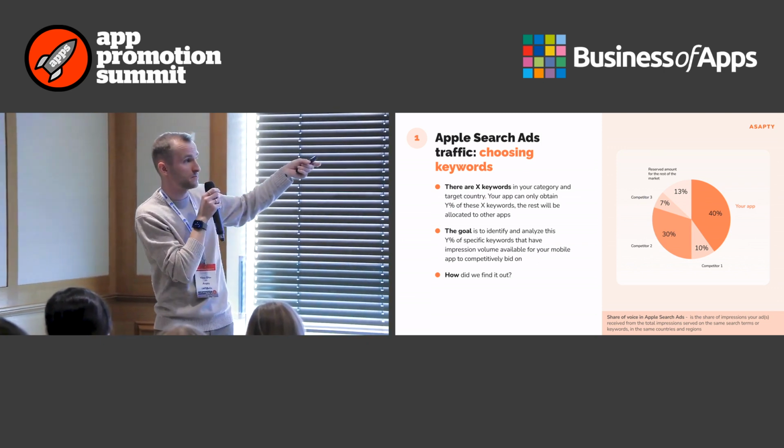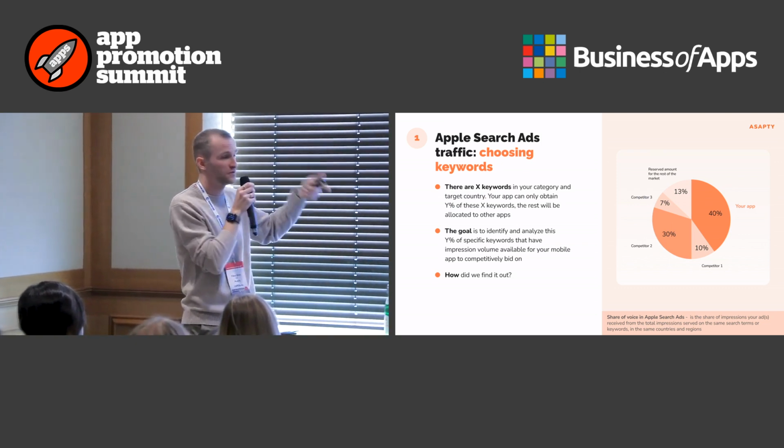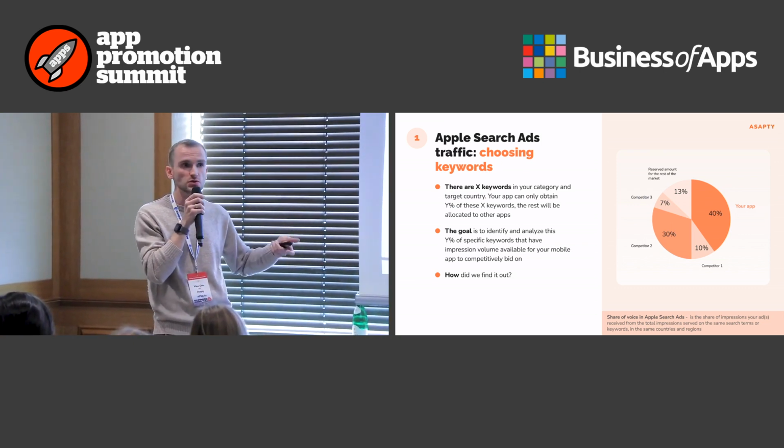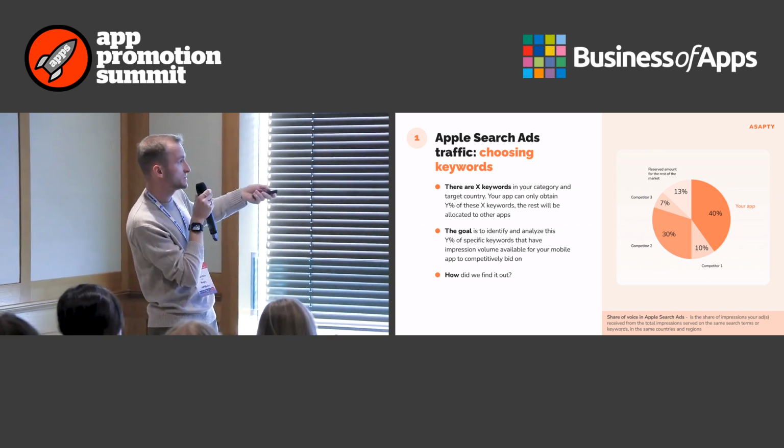So one of the biggest things you should do in Apple Search Ads for your optimization process is to find the keywords for which you are able to have impressions. And how did we find it out?